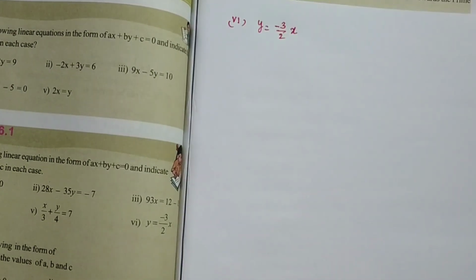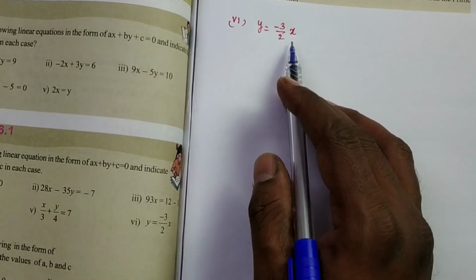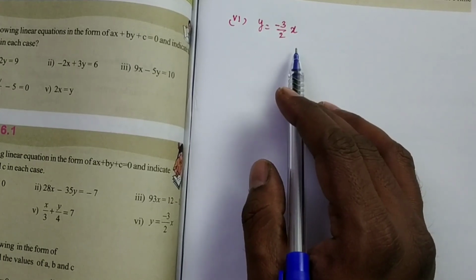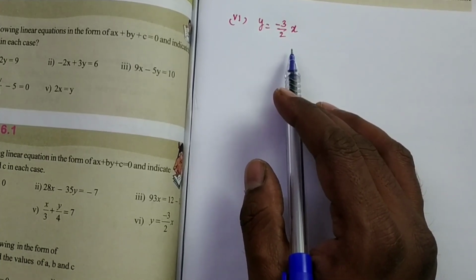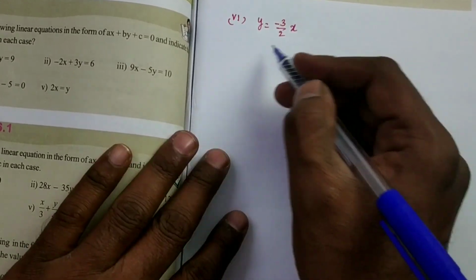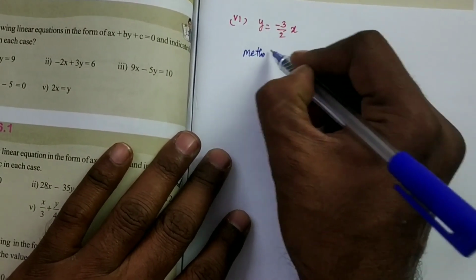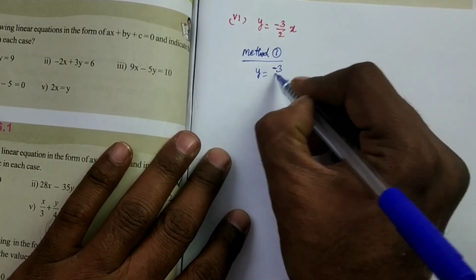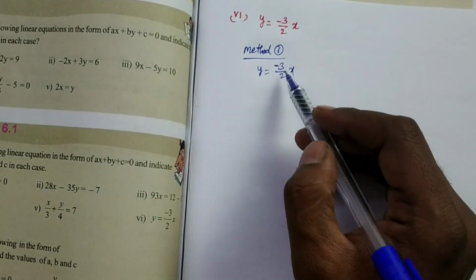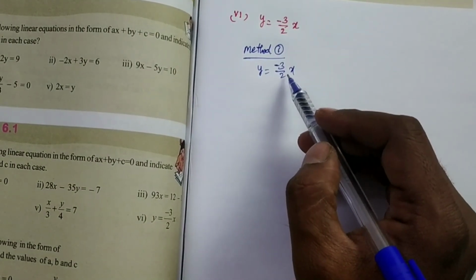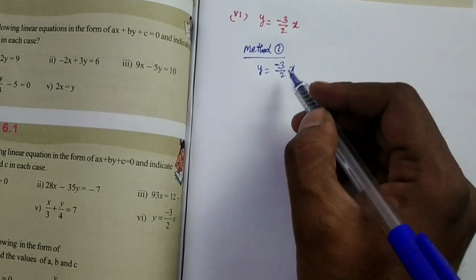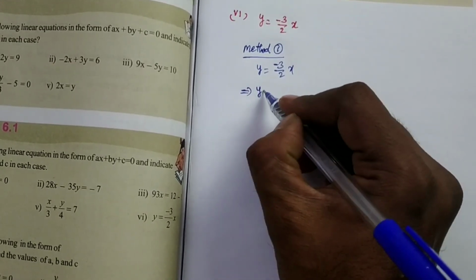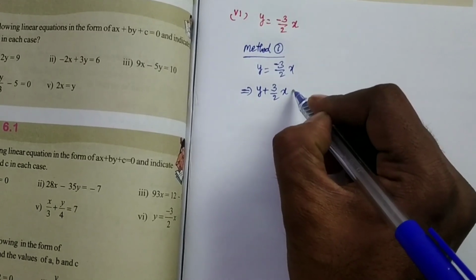The next one, sixth one, is y is equal to minus 3 by 2 x. So it also has two methods, method 1 and method 2. Now, according to the textbook answers, I am saying now, that is method 1. So the given equation is y is equal to minus 3 by 2 x. Generally the x coefficient should be positive, generally, not exactly. So send minus 3 by 2 x to the left hand side, then the equation will be y plus 3 by 2 x is equal to 0.